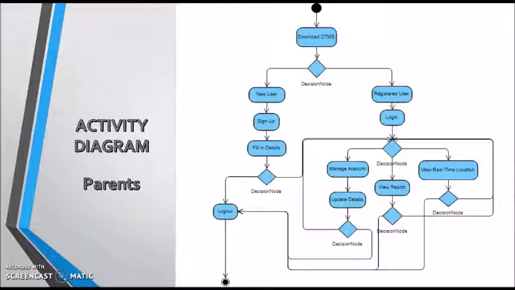For the process, I'll explain the activity diagram. This is the activity diagram for the parents. We have two users, which are new user and registered user. For the new user, they have to sign up and fill in details in order to proceed to manage their account, view report, or view real-time location. For the registered user, they have to log in first, and then they can manage their account, view report, and view real-time location.